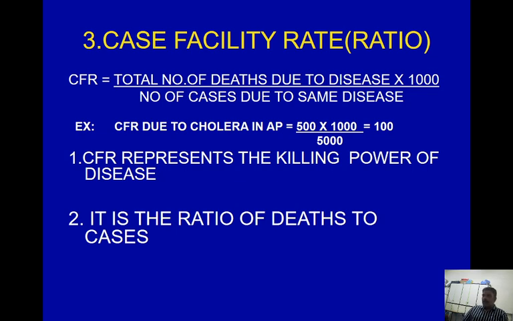So remember that case fatality rate represents the killing power of the disease, or the virulence of that particular disease. The higher the virulence, the higher the death rate. Right? So that's why many a time we look at case fatality rate as an indicator for virulence of a particular disease, or of a particular organism which causes the disease. And it is the ratio of deaths to cases.